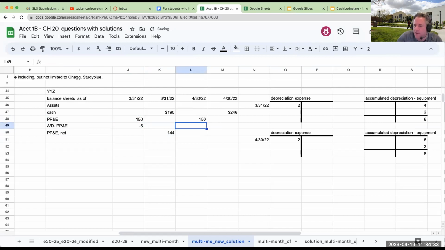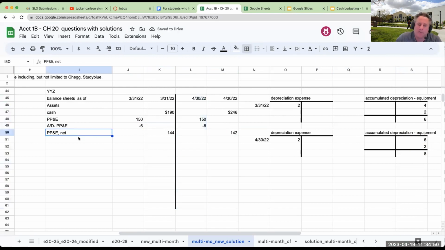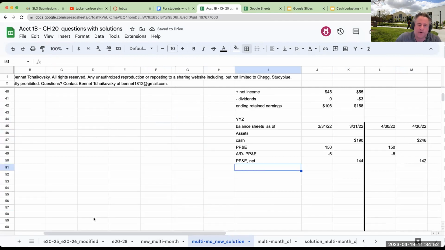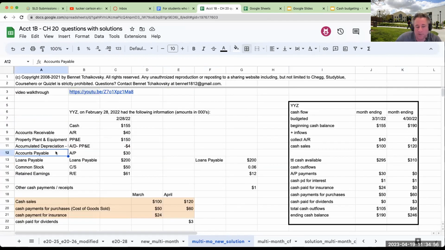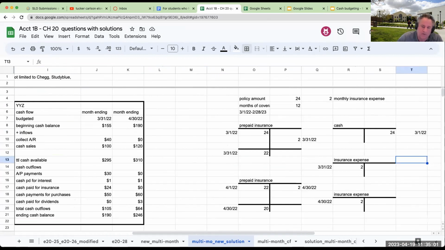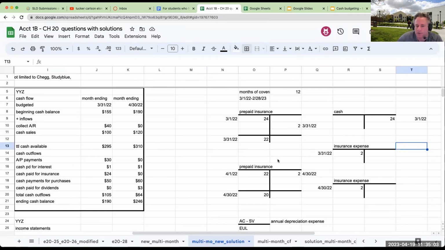Over here for the following month, it's 150. My accumulated depreciation on the property, plant, and equipment is at 8. Over here, ending balance is going to be 142. And let's just draw a little line right down here so we don't confuse ourselves. Okay. Now, next thing, let's look at our other assets. So got property, plant, and equipment. Now we're getting to the liabilities, but one of the other assets I had was up here with prepaid insurance.